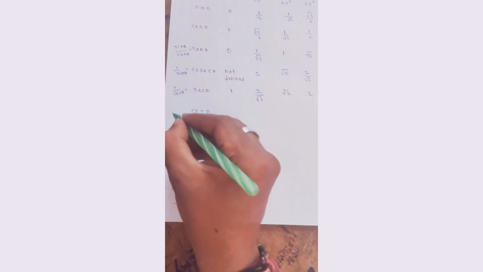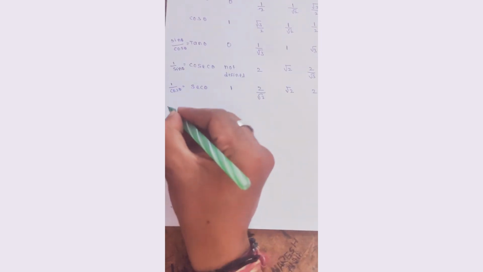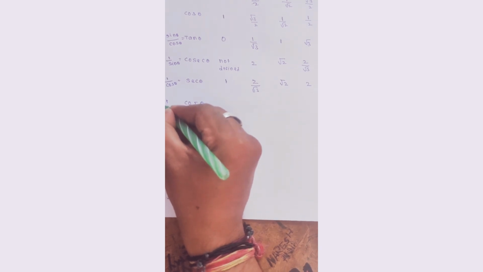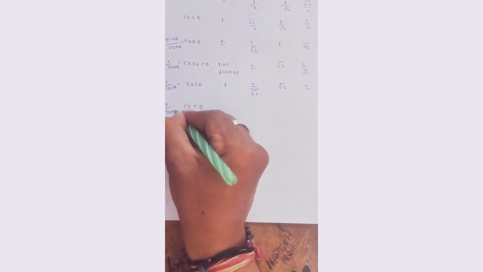Okay, next, coming to cot theta. Cot is nothing but the reciprocal of tan. So 1 by tan theta.